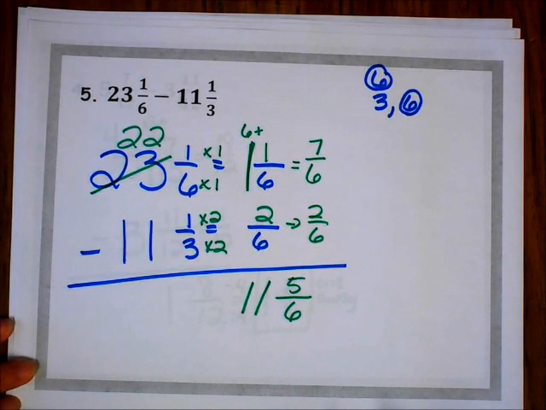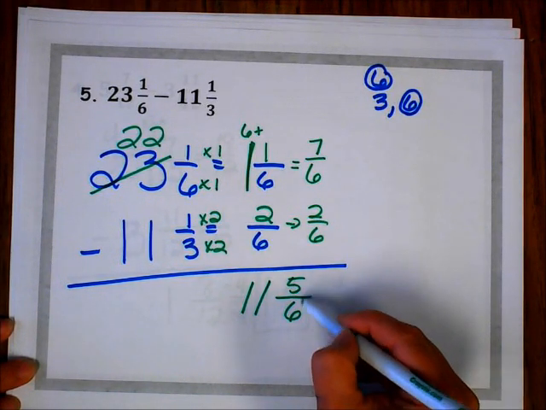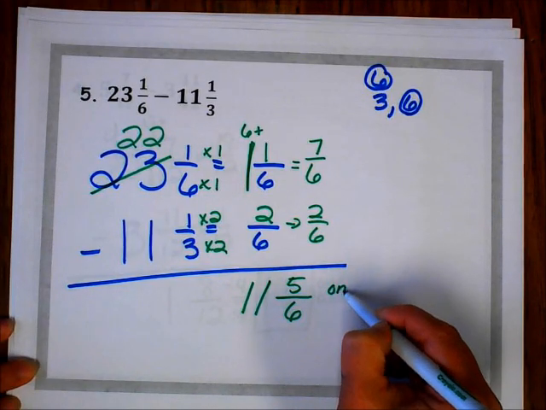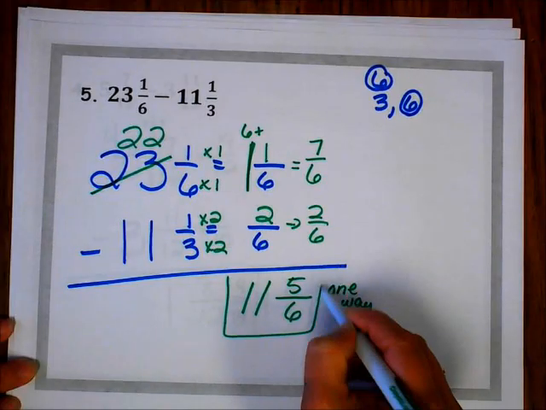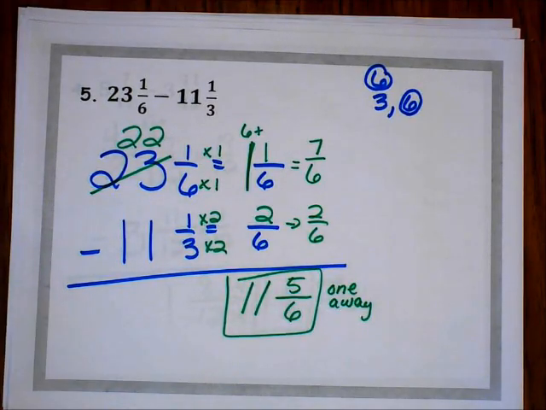Next, I see if I can simplify. Well, I see that my numerator and denominator are 1 away, so I know that my answer is in simplest form.